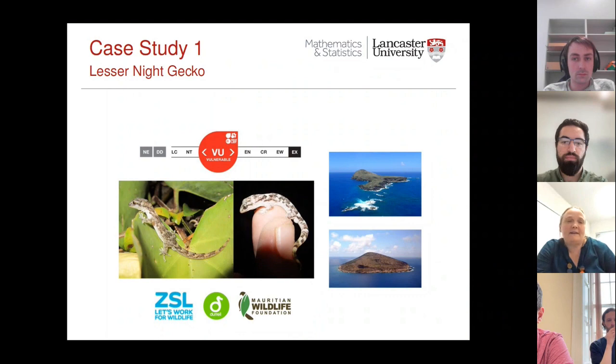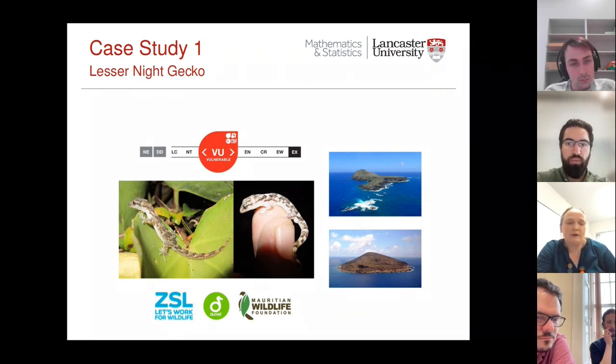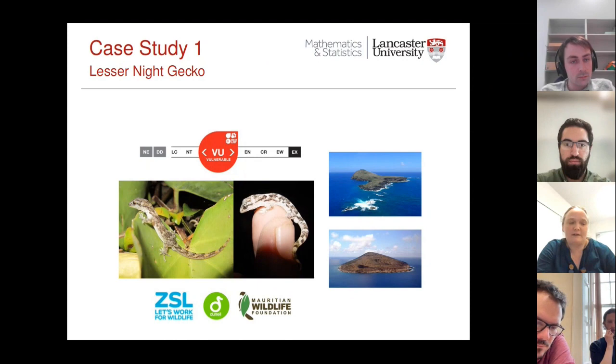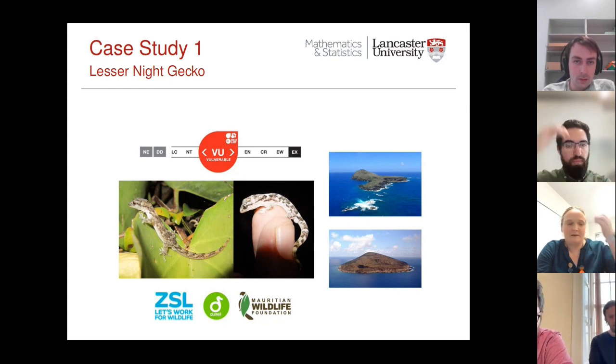So the first case study corresponds to the lesser night gecko. I don't know if anyone's familiar with these. I certainly wasn't before the study, but it's a small nocturnal gecko that's endemic to Mauritius. You can see it's really small in size. This is somebody's fingertip. These geckos are only found on the 4 outer islands surrounding Mauritius, and they're currently classified as vulnerable by the IUCN.